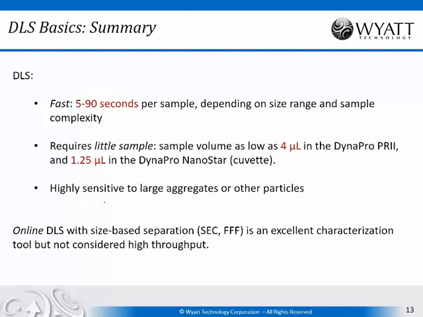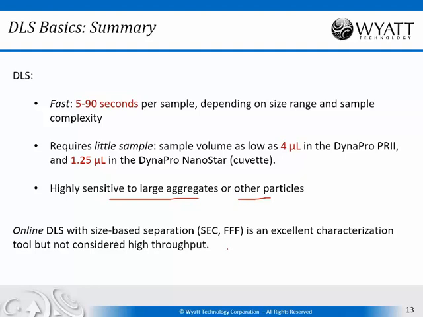And dynamic light scattering is quite sensitive to large aggregates or other particles. So if you're doing, say, a protein analysis and you are looking out for those large aggregates, it will show them up very clearly, even if you have small quantities, even if they're a very small part of the total mass of the sample.